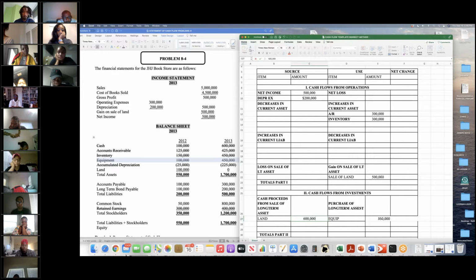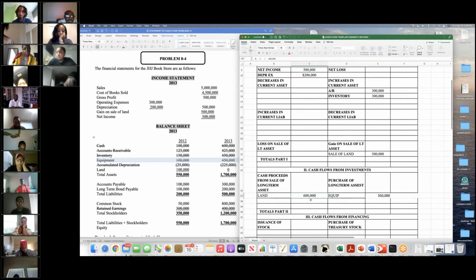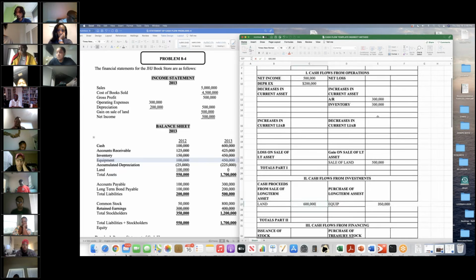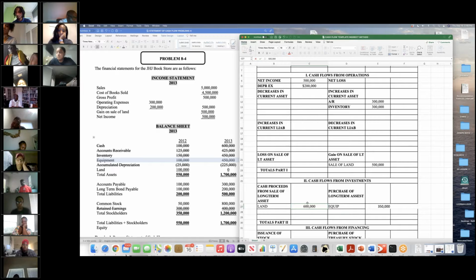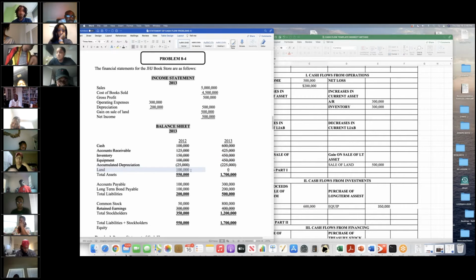Notice 600 minus 500 is 100,000, which is the change in the land. So we get back that change that's reflected on the statement is 100. 600 source. Since the land went down, if an asset goes down, it's a source. So we're just moving that source from operations and putting it down here in investments. So now we've got land taken care of.